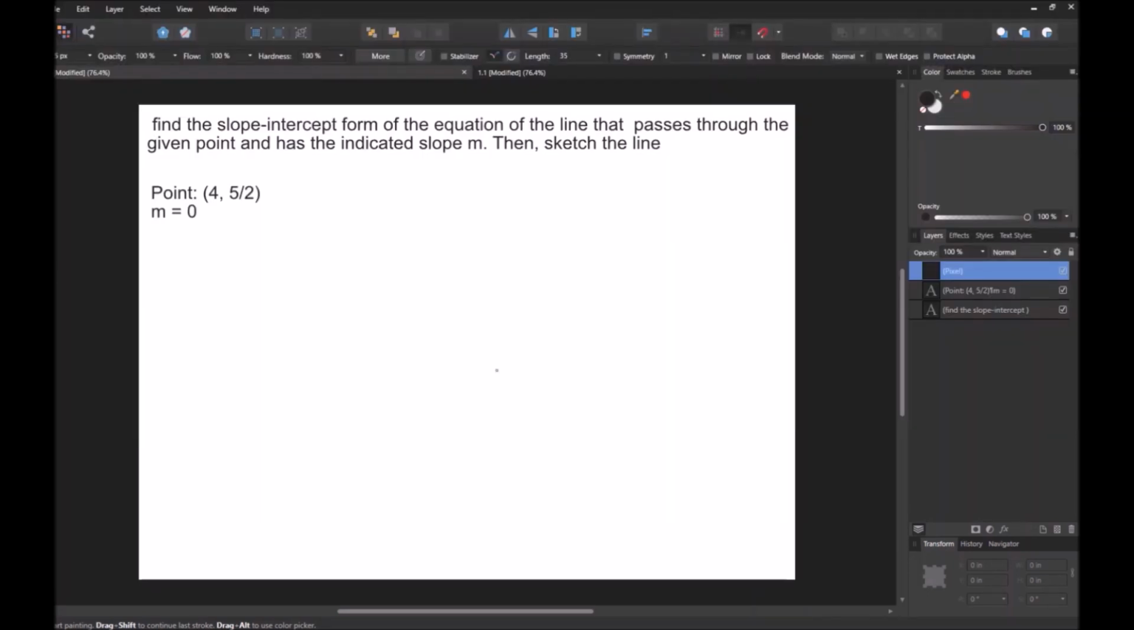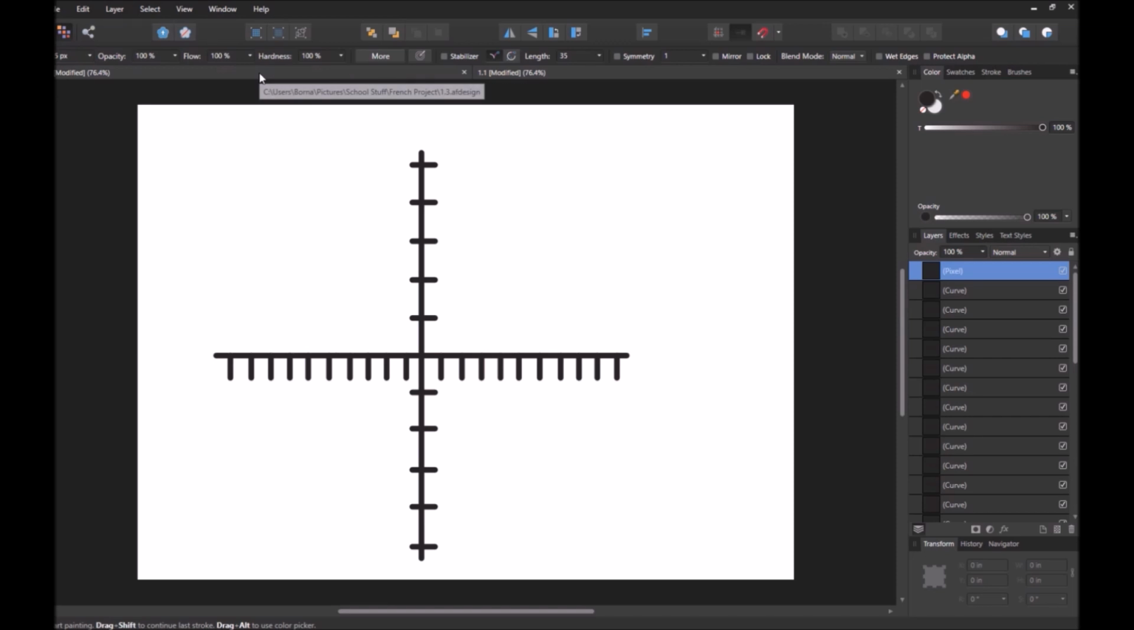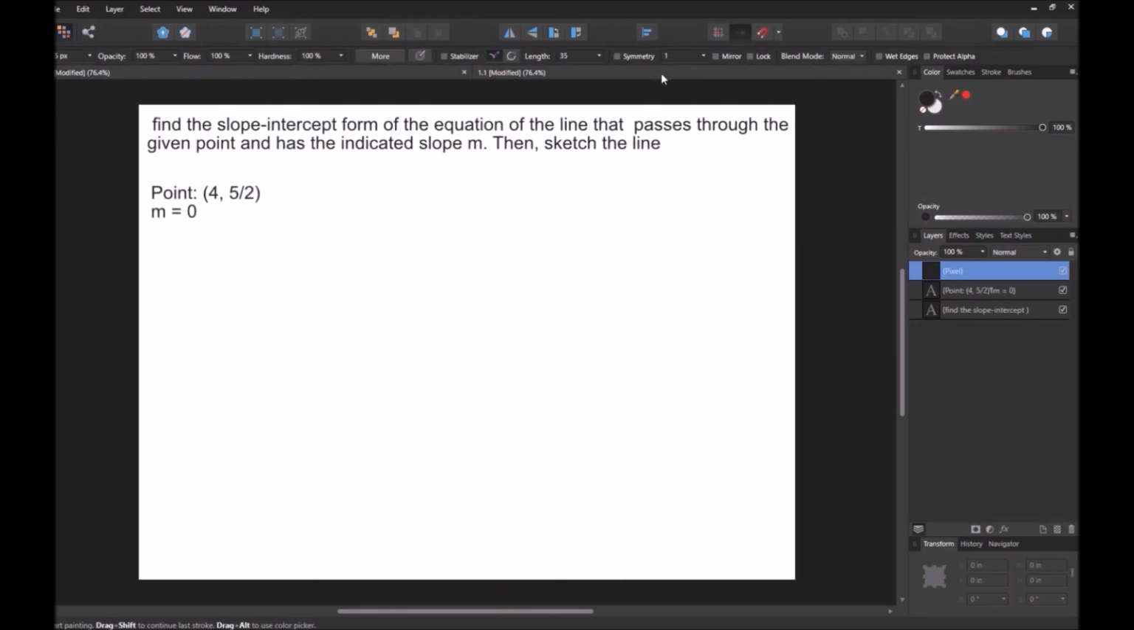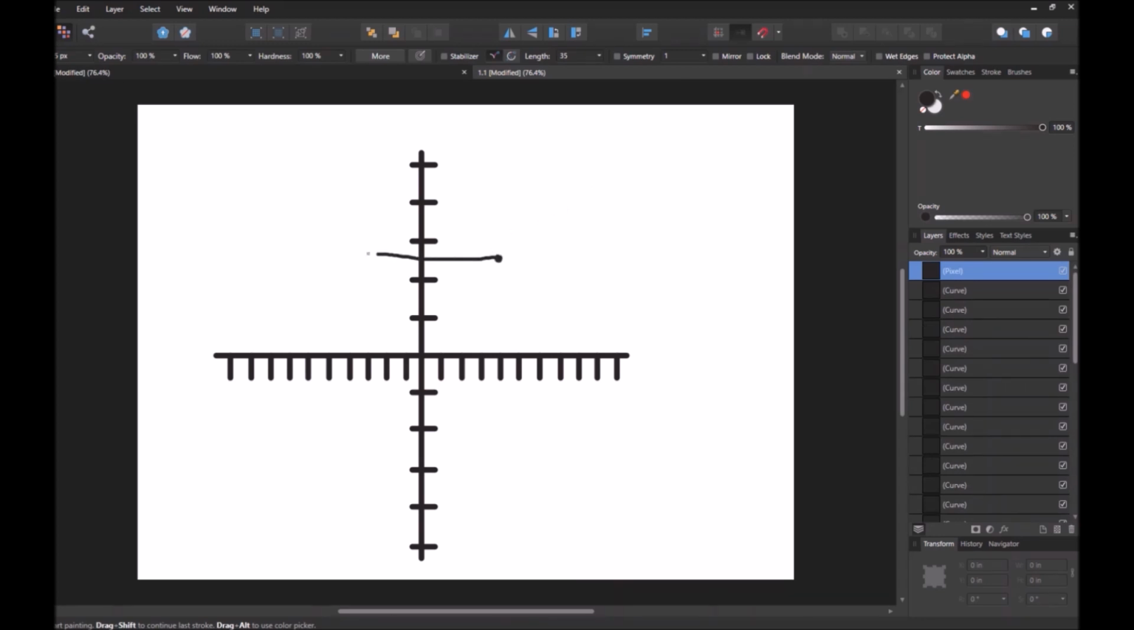Okay, so in this next question we're asked the exact same thing. The point this time though is (4, 5/2), and our slope is 0. So once again, I'm going to start out by graphing this first and then moving on from there. So we're going to go to 4, 1, 2, 3, 4, and 5/2, which is right here, right about. And so remember that if the slope is 0, our line is going to be horizontal. Imagine this is just a straight horizontal line.